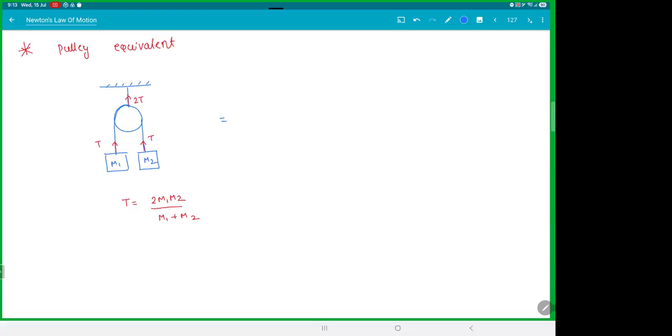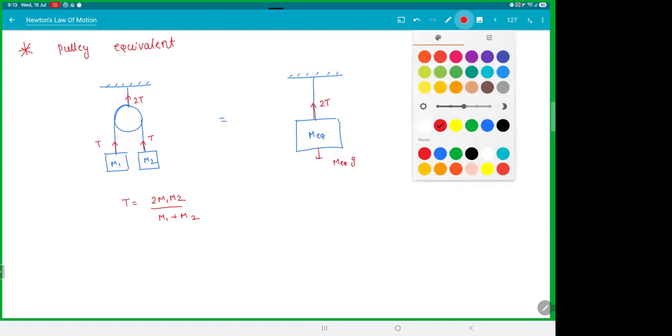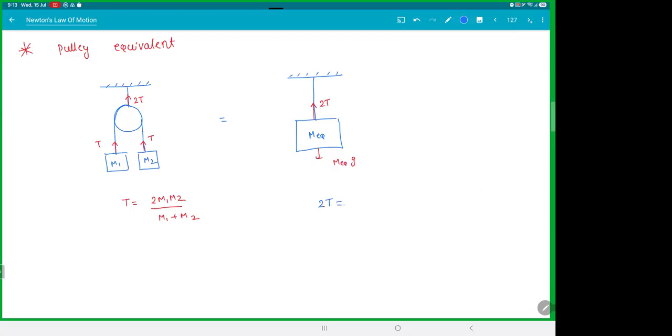So I know I can't take this as a single block M1 plus M2, but still I feel like I want to take a block. So I'm saying, okay, let's replace this with one block of M equivalent, where the tension will be 2T. So this would be M equivalent into G. So when you do this, we get 2T is equal to M equivalent into G. So we end up with M equivalent is equal to 4 M1 M2 by M1 plus M2.